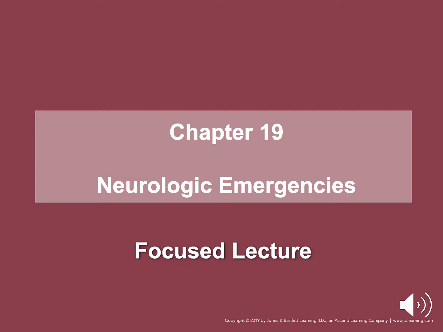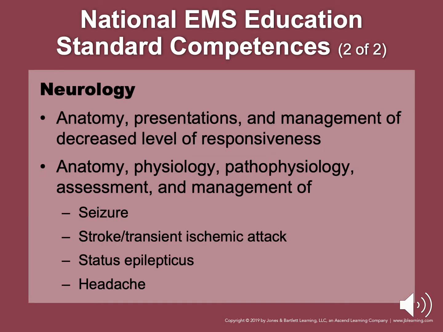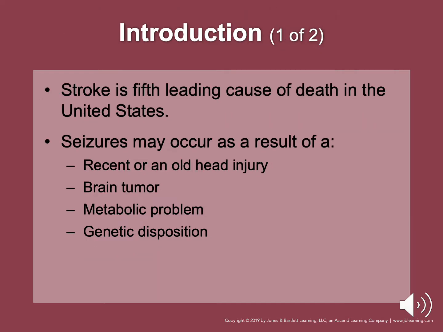All right, chapter 19 is going to be on neurological emergency. Neurology is the anatomy, presentation, and medicine that decrease level of responsiveness from a patient. So some things we're going to be talking about: seizure, stroke, and TIAs, status epilepticus, and headaches. All right, stroke is the fifth leading cause of death in the United States.